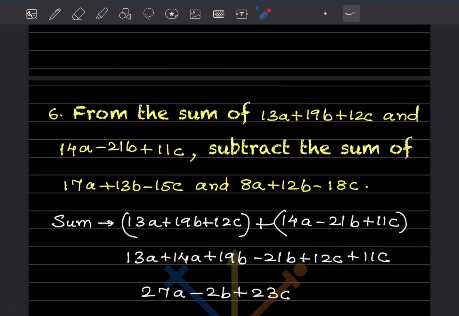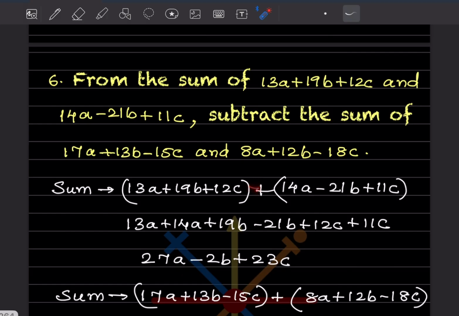Here they said from the sum of 13a plus 19b plus 12c and the other expression, both expressions we are going to add. You have to subtract the sum of this one. So what will you do? You will take the sum first of this one. So the sum of this and this. You are going to add, because that is the sum. So same thing, the brackets are removed here. Here is plus, so there will be no changes. Whatever is in the bracket, that same will be here.